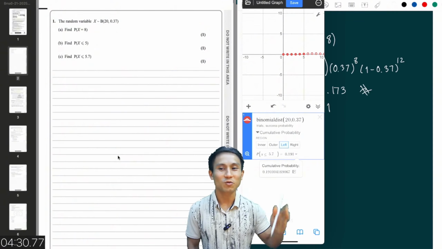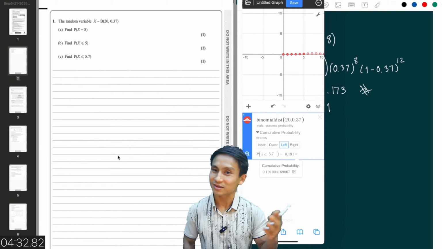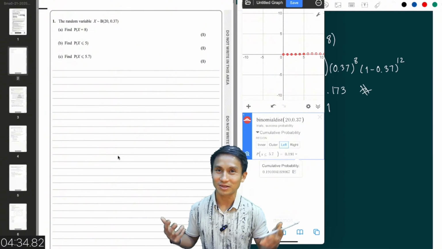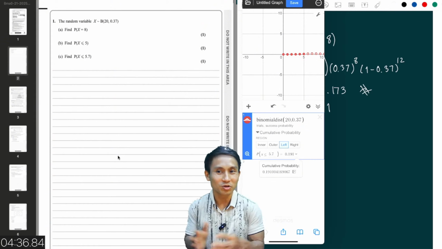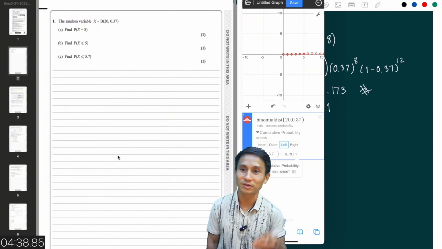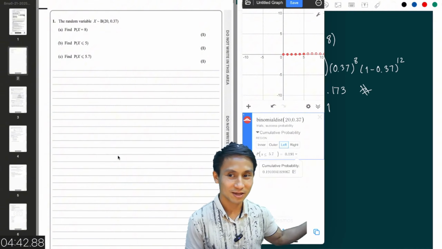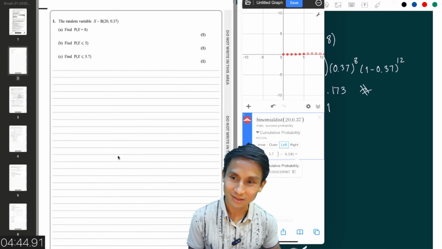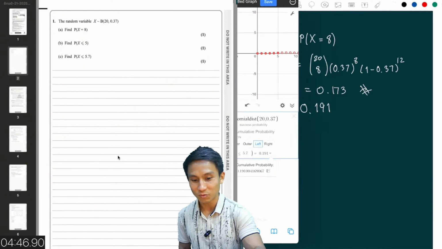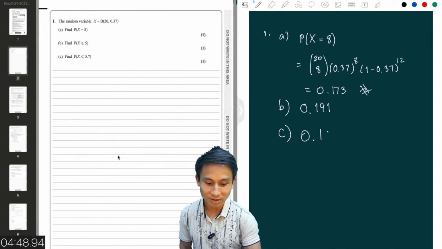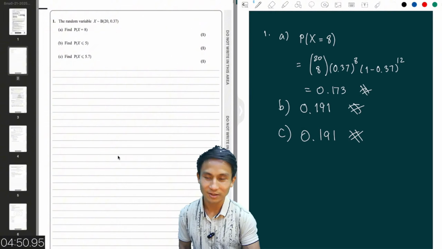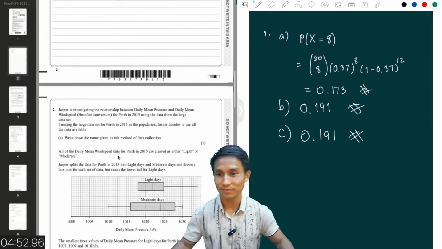Because less than or equal to 5.7 means less than or equal to 5, because there is no 5.7 in the distribution, because it is discrete. So there's just 1, 2, 3, 4, 5, 6, 7, 8. So less than or equal to 5.7 is the same as less than or equal to 5. So we write the same number there. Okay, that's number 1 done.